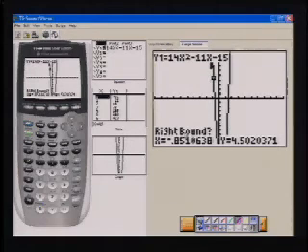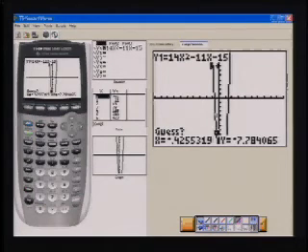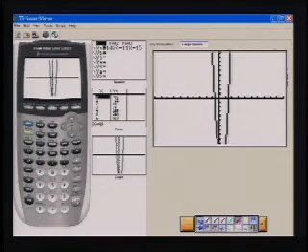Now it says, okay, I want a right bound. So now I have to move the right arrow to get to the right of that point. And that is to the right of the point. I like to go at least twice past. Hit enter. And then it says to guess. Some functions cross more than once, and so it always gives you the opportunity to get closest to the one you want. And that's about as close as we can get the way it's jumping. So we'll hit enter again for our guess.